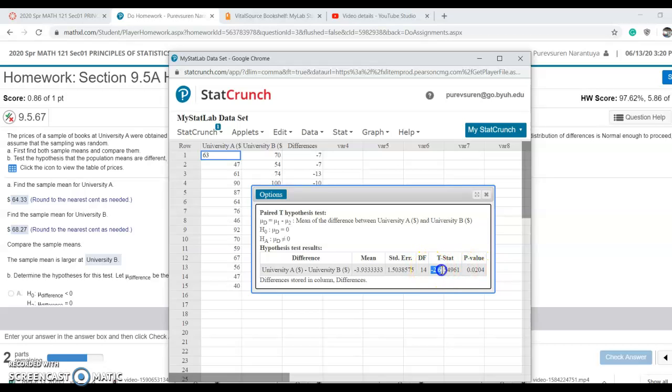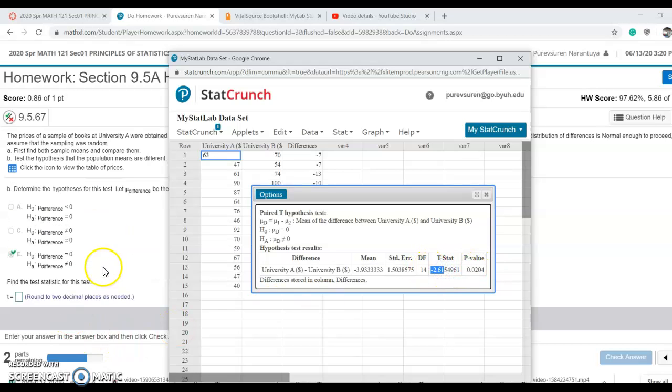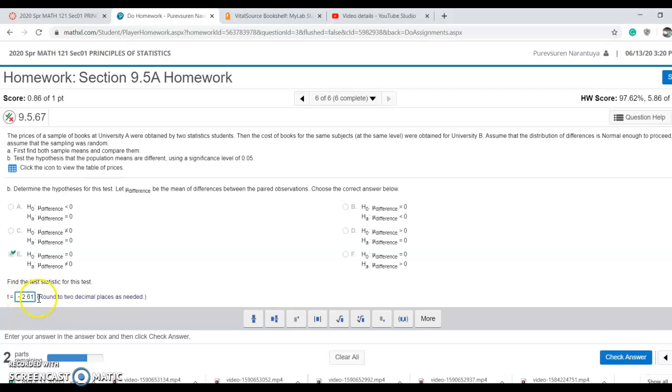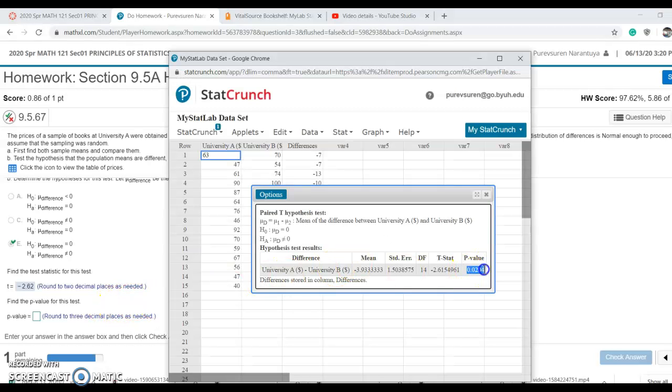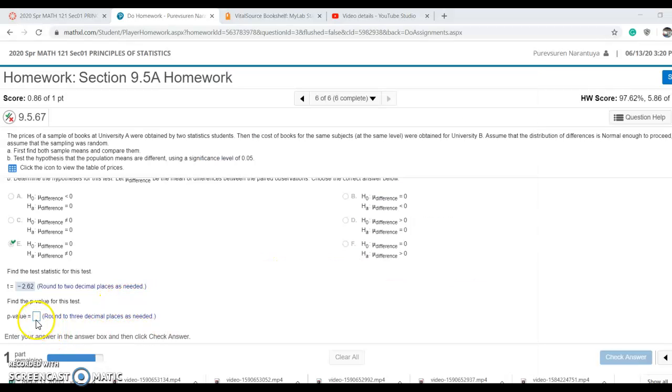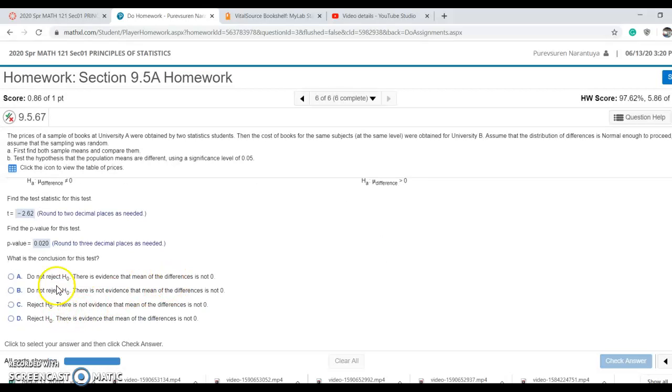So it should be 2, and then the p-value is just this one, and then it's lower than the significance level, so we are gonna reject. And then this one, that's it.